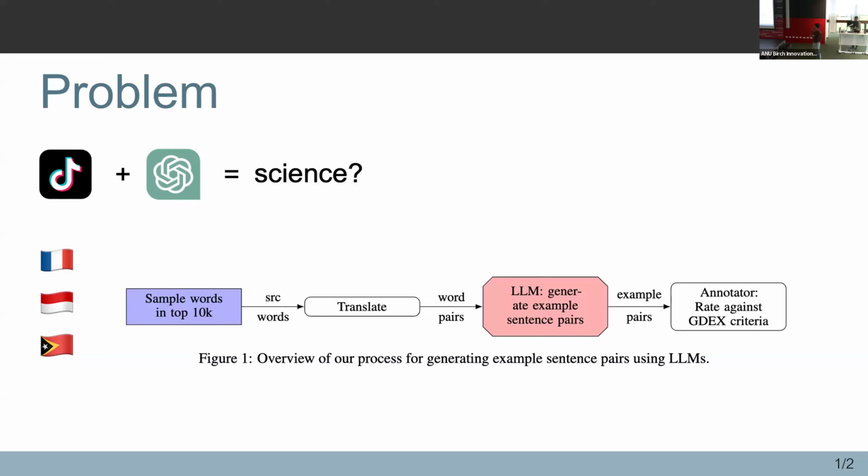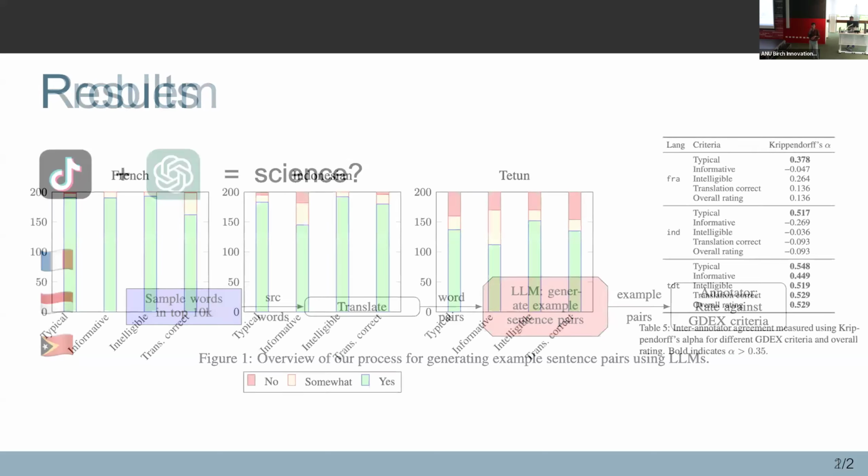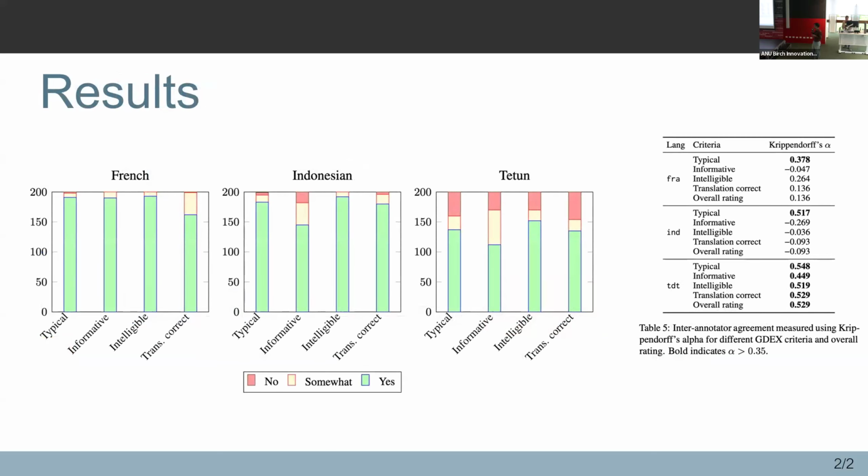We set up an experiment where we generate example sentences in French, Indonesian, and Tetun, 3 languages of different resource levels, using different LLMs, and then we annotate them against a framework called GDEX, which means sentences should be typical, intelligible, and informative to be good examples. And we find that the quality of the generated sentences degrades with the language resource level, which is expected. So good sentences in French, medium good in Indonesian, and pretty bad sentences in Tetun.